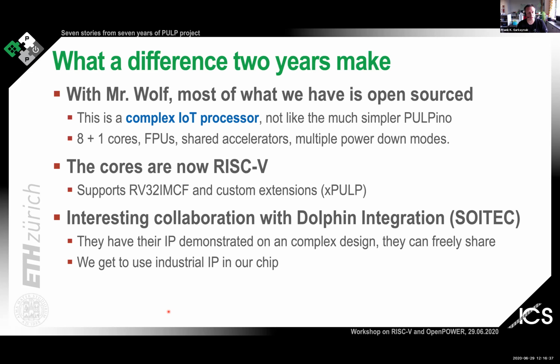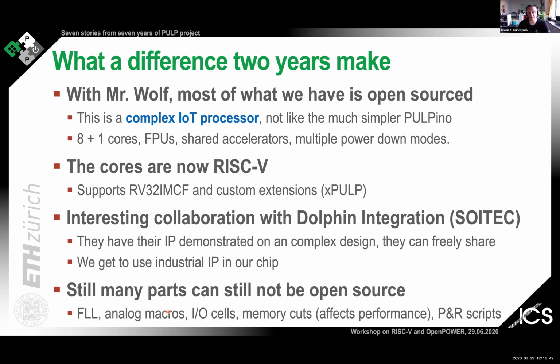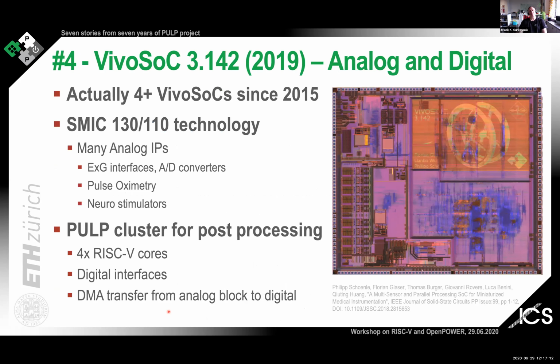So that chip actually has a single power supply for all the different power domains. Still, you realize many parts cannot be open source. We have a clock generator in there, which has analog parts. There are analog macros in it, IO cells, memory cuts, placement and routing scripts. We cannot always open source these things. And for example, the memory cuts, the choice of them, the organization of them, have a lot of influence on the performance of the system. I think Roger will also talk about that in a while.